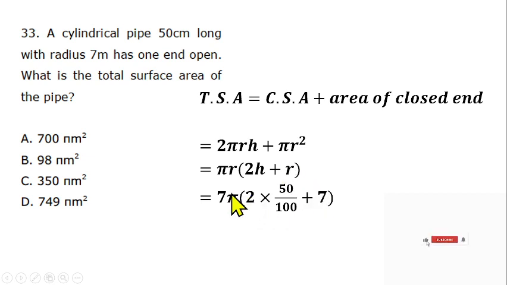So our radius is 7, so you substitute that, you have this. So 50 over 100 should give us 1 over 2. 2 can take care of 2. So we have 1 plus 7, that gives us 8. So that should give us 56 pi meters squared as the total surface area of the pipe. But you can also see that none of the options here is correct. So I don't know what happened, whether it's a typographical error or there's an error in the question.